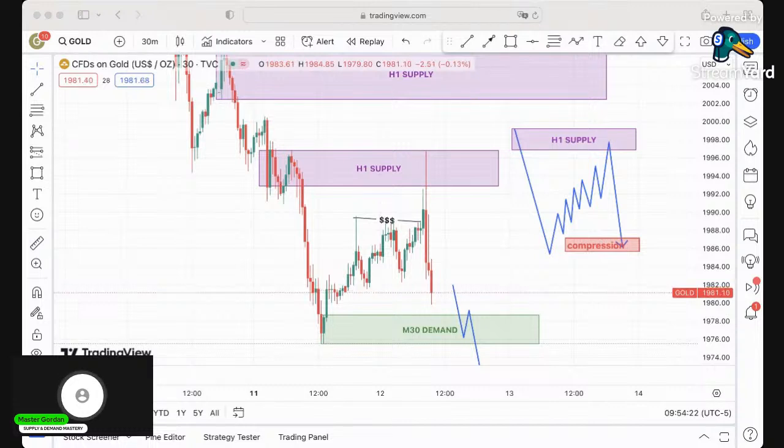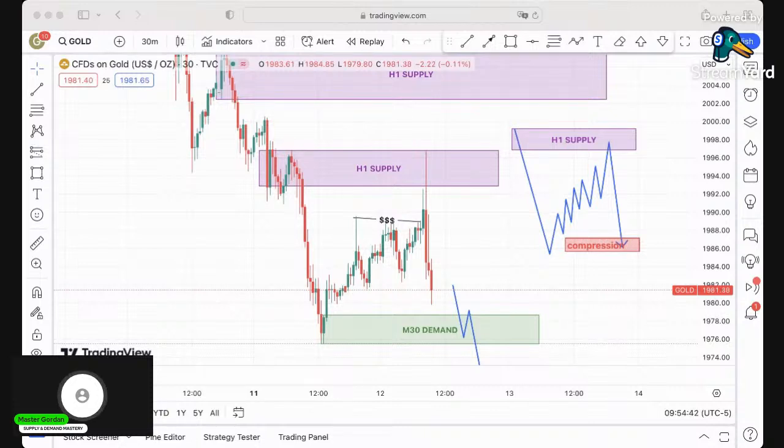Does the zone still work to push the price down? Yes, because the overall structure has already turned to a downtrend. Right now it's a bearish structure. That's why the zone is still valid. This makes a lot of sense.